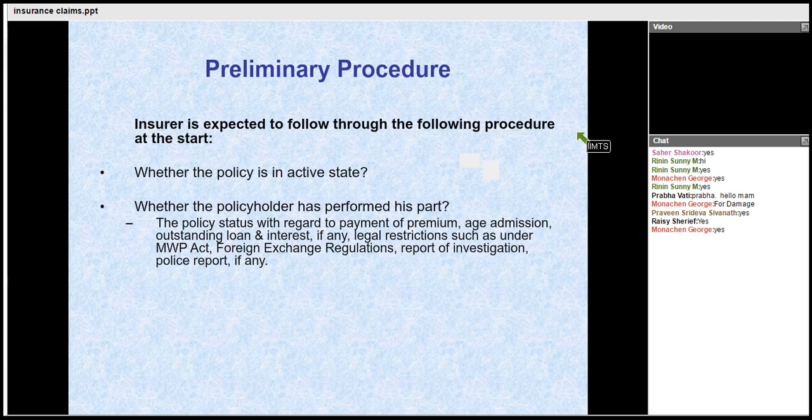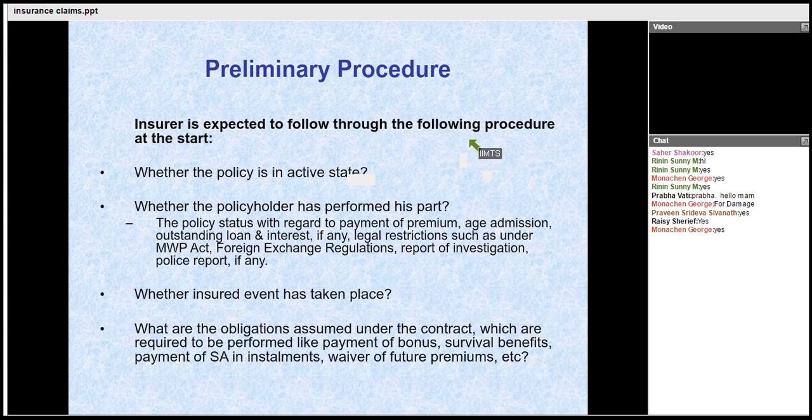So they just won't pay you a claim like that. They are going to see whether your policy is in active state or not. You might be fooling them, okay? So they will check this first. The second thing they're going to check is whether you have performed your duty or not, and whether the insured event specified in the contract has taken place or not. Sometimes people make false claims, so they will check just to ensure that someone is not making a false claim.